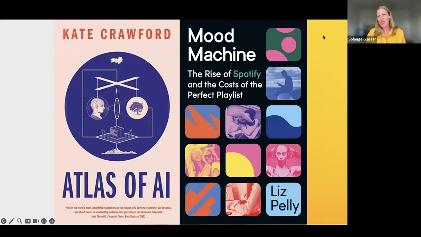The second one, that Xanthi would be able to tell us more about than I would, or I think most people would, is Mood Machine by Liz Pelly. And this one again is really speaking about Spotify, and everything around Spotify data and how Spotify works. Again, not just about AI, but there are some parts of it that speak to AI in relation to Spotify. But again, a really good read in terms of this landscape.